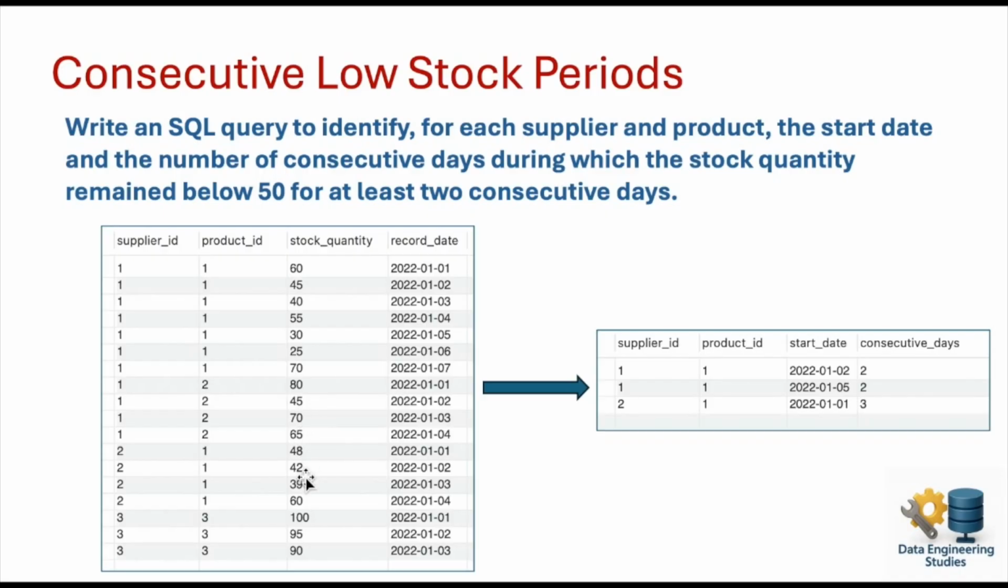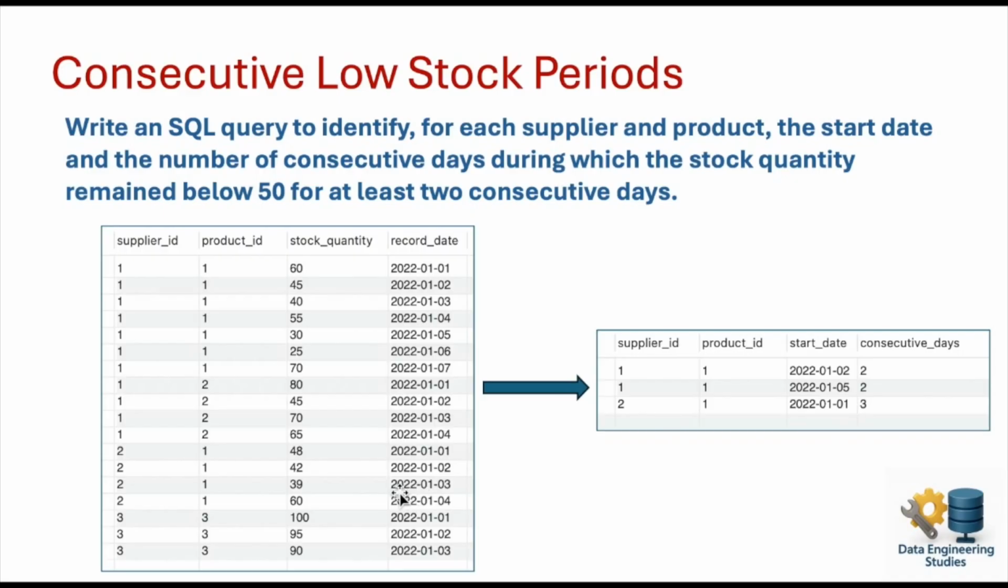If you see these 3 records, it is for the supplier ID 2 and the product ID 1 and the quantity is less than 50 for 3 consecutive days. That is 1/1, 1/2 and 1/3. And on 1/4, the quantity is greater than 50. So for 3 consecutive days, the quantity is less than 50. So we will have this in our output for the supplier ID 2, product ID 1, the start date is 1/1 and the number of consecutive days is 3.